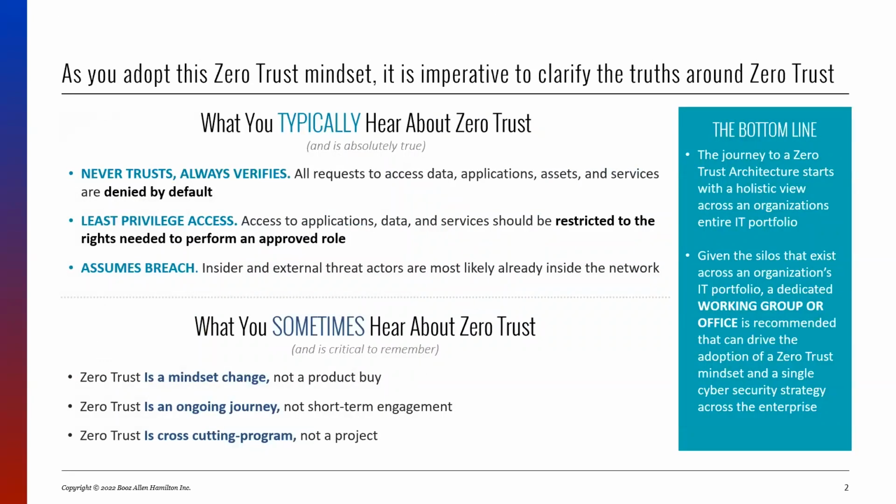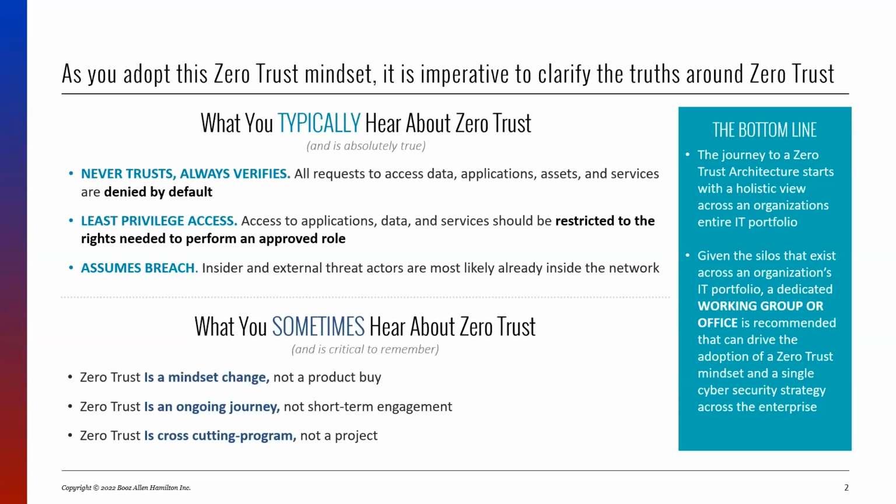So what do you typically hear about Zero Trust? Never trust and always verify. All requests for access to data, applications, assets, and services are denied by default. Least privileged access: access to application data and services should be restricted to the rights needed to perform an approved role. So if you don't have a need to access a certain application or system, you will be denied, and you will be provided least privileged access if you are intended to access that resource.